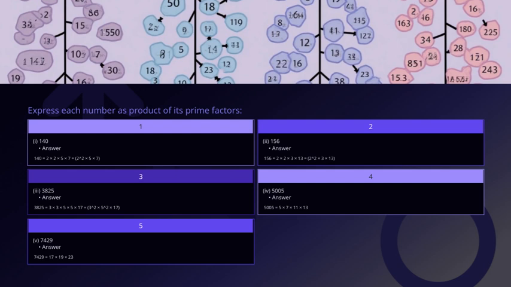Finally, we have 140, which factors into 2 times 2 times 5 times 7, or 2 squared times 5 times 7. The key point here is that expressing numbers as products of their prime factors is a fundamental skill in number theory. It helps us understand the structure of numbers and is essential for solving many mathematical problems. Keep practicing these factorizations to strengthen your understanding of prime numbers and their properties.